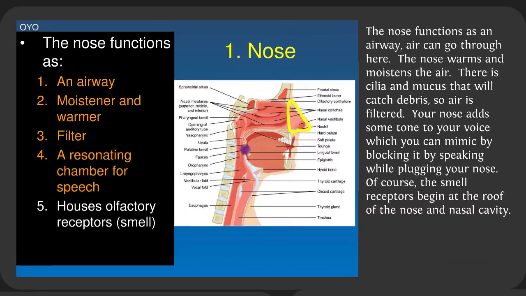The nose functions as an airway, so air can go through here. The nose warms and moistens the air. There's cilia and mucus that will catch debris, so air is filtered. Your nose adds some tone to your voice, which you can mimic by blocking it, by speaking while your nose is plugged. Of course, the smell receptors begin at the roof of the nose and nasal cavity as well.